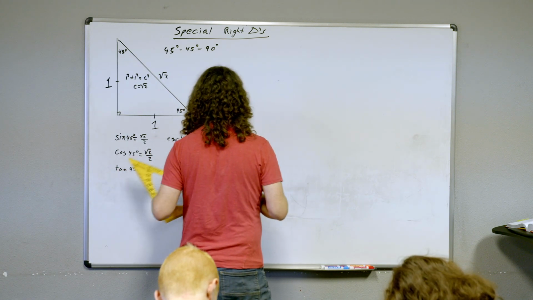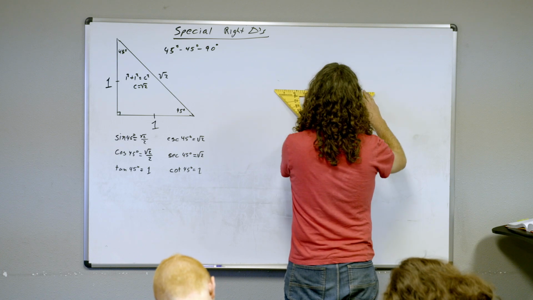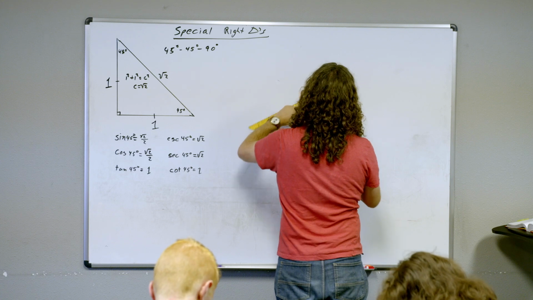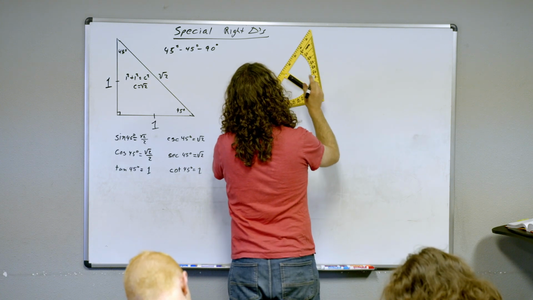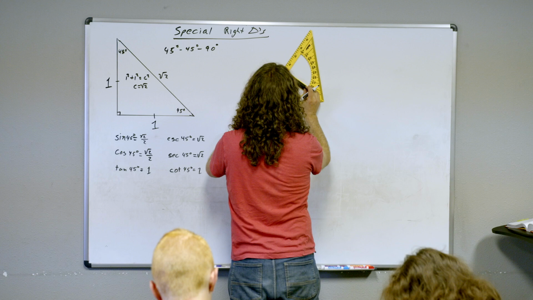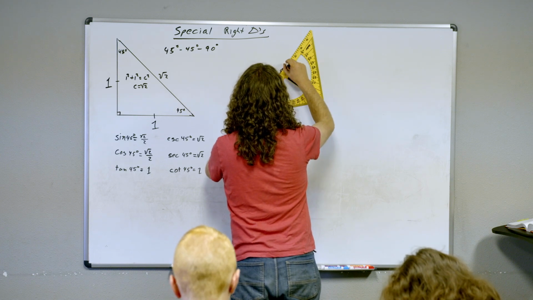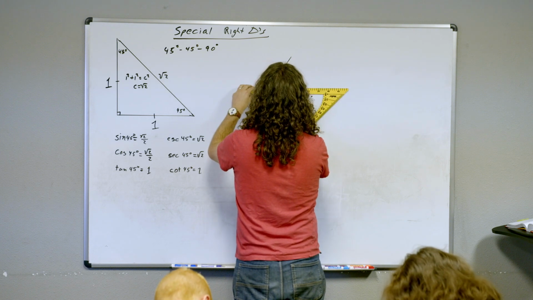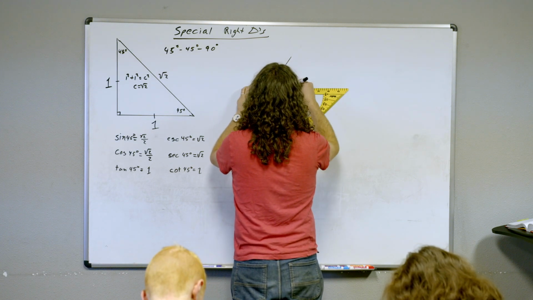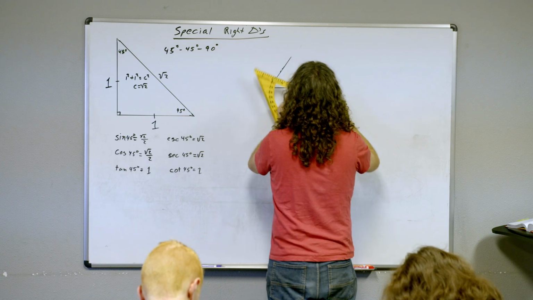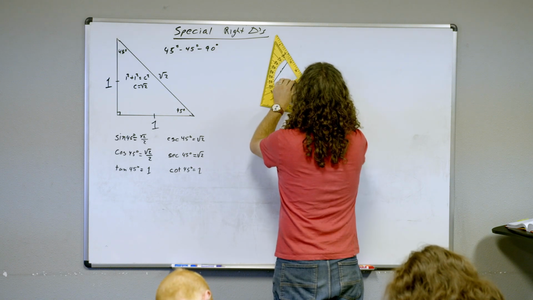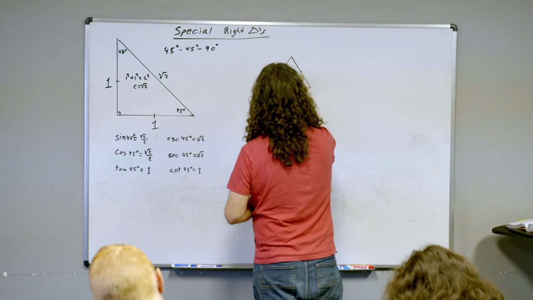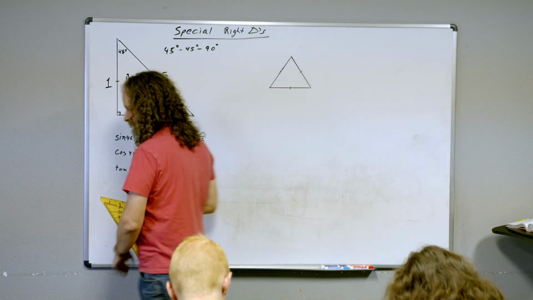The next special right triangle is this one. And I'm going to build this one a little bit at a time and explain what's happening and why it's special. So the first triangle I'm going to draw here is not a 90-degree triangle, and I'll explain why in a second. I'll draw a bigger one that's the actual special right triangle in a second.